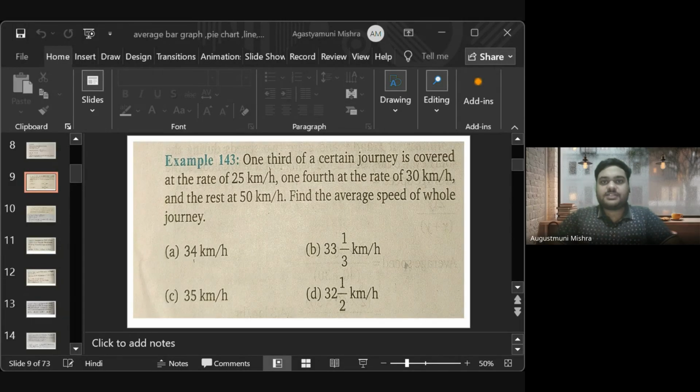Yesterday we were solving some of the questions related to the average part. Today we will move to some of the questions of data interpretation, because yesterday I discussed the various topics of data interpretation. So we have already started that part.